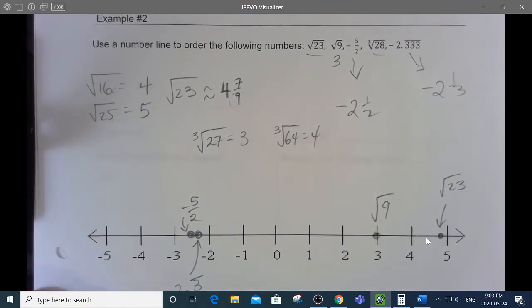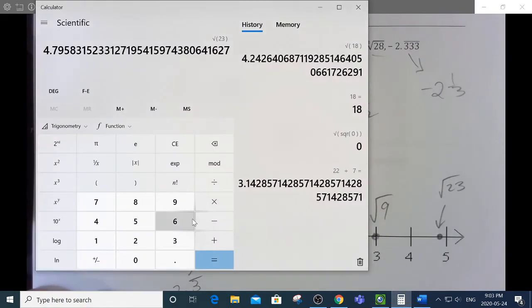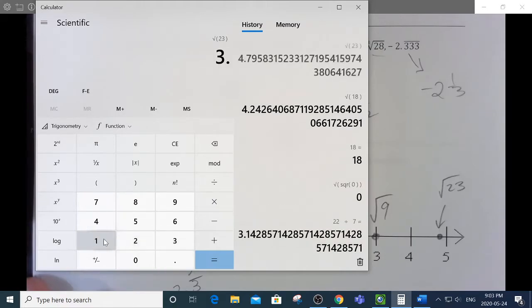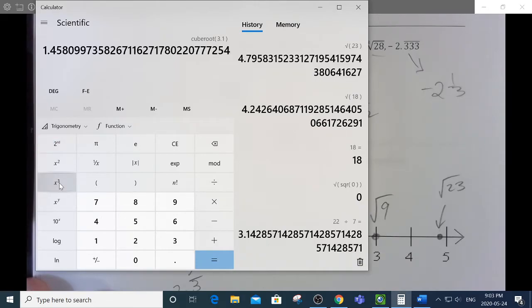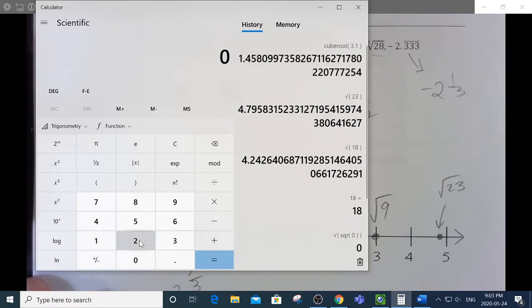Let's see, how close am I at the guess of 3.1? So 3.1, and on your calculator, go second function cube root. Some calculators have cube root as its own button. You might have to look around for it. And there you go. So I said, oh wait, sorry, it wasn't 23, it was 28. Sorry.